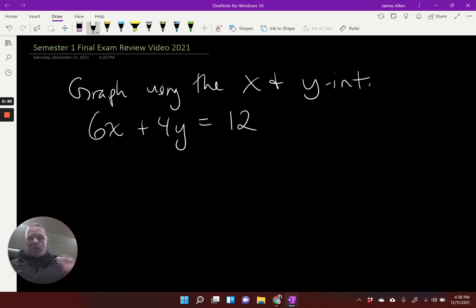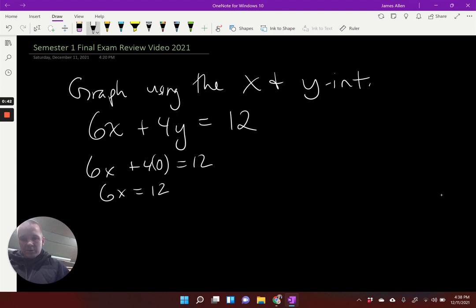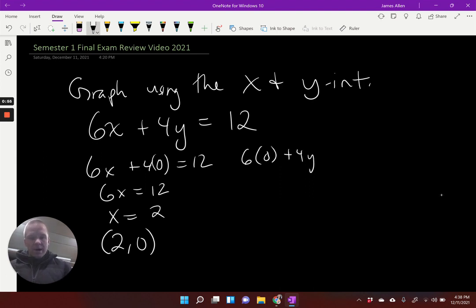All right, so how do we do that? Well, if I want to get my x-intercept, I need to plug in 0 for y. So I'd have 6x plus 4 times 0 equals 12, or in other words, 6x equals 12, so x equals 2. So my x-intercept is (2, 0). And I can do the same thing for my y-intercept. I'd have 6 times 0 plus 4y equals 12, and then we'd get (0, 3). So those are my x and y intercepts.